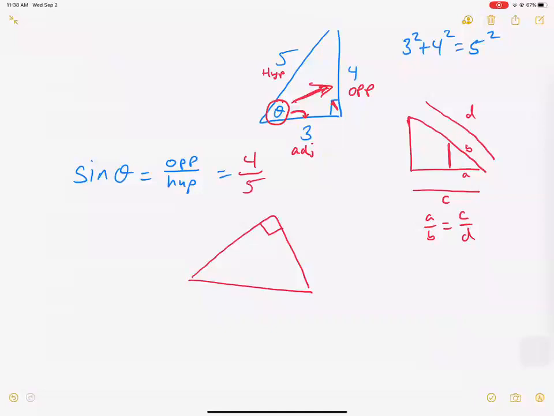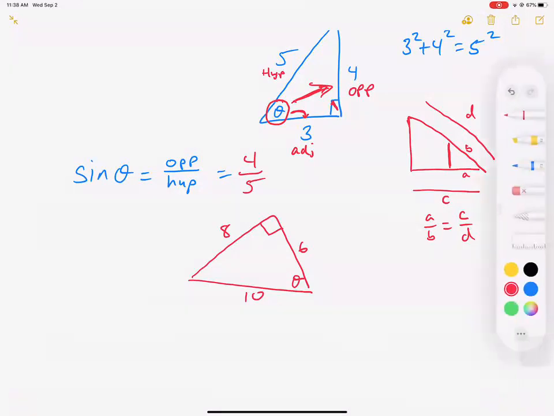Okay, I'm going to call this 10, 6, and 8. I'm going to put theta in this corner here. Theta is in my lower right-hand corner. Well, let's label the three sides. Which side would you consider opposite? Which side would you consider adjacent? And which side would you consider the hypotenuse?